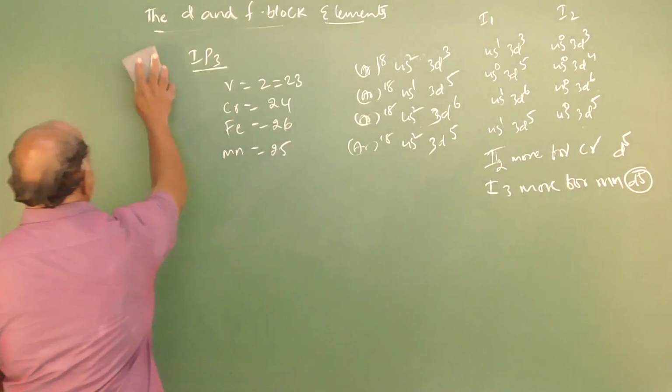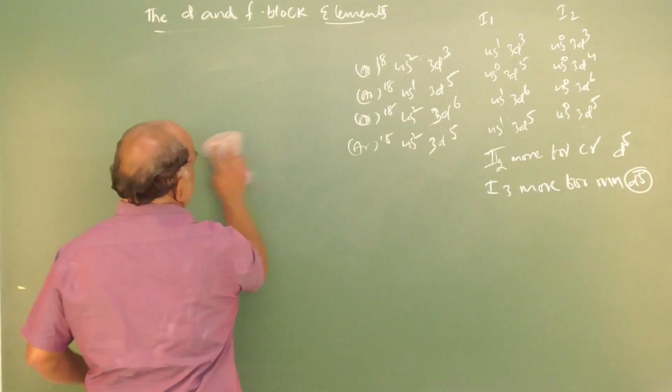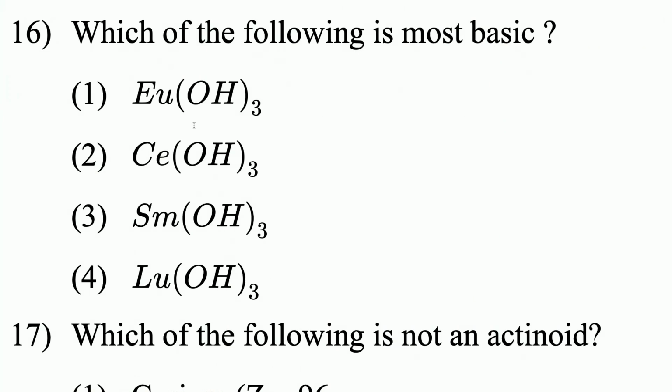Very important question, 16. It is an expected question from the examination point of view. So what is 16? Read the concept. Which of the following is most basic? To find the most basic or least basic, these are bases belonging to lanthanides, the lanthanide hydroxides. Question number 16.